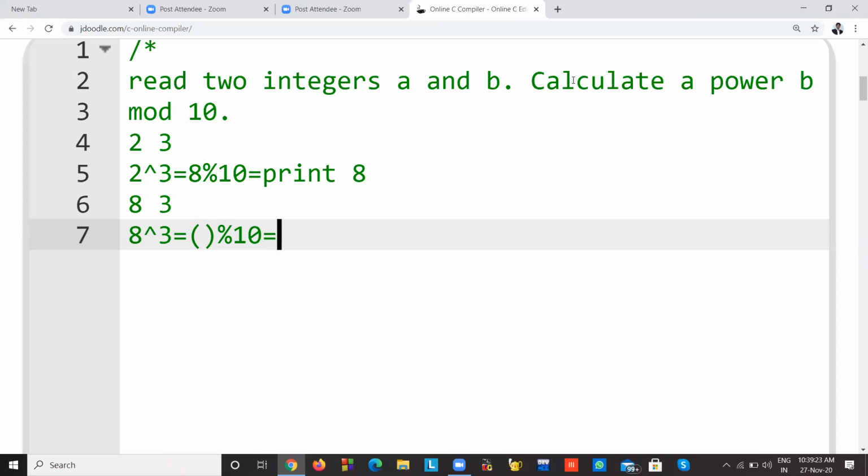So calculate 8 power 3. How much is 8 power 3? 8, 8, 64, 64 into 8, how much? So guys, reply in the chat box. Otherwise you can speak out also, no problem.